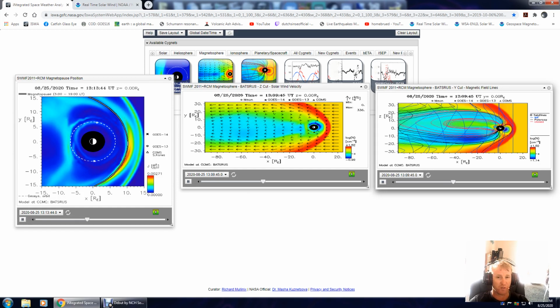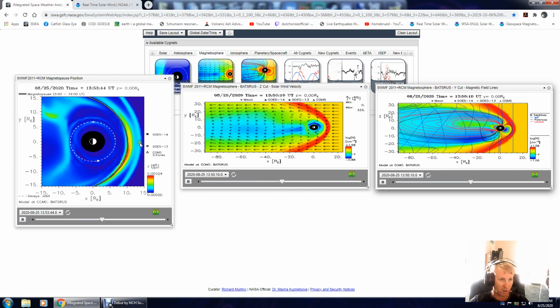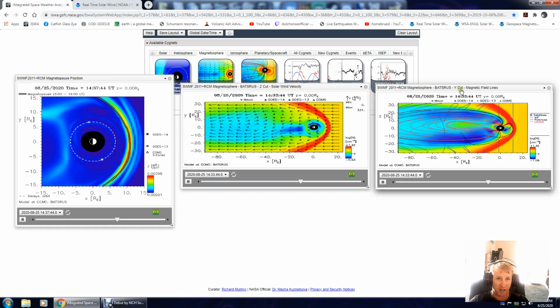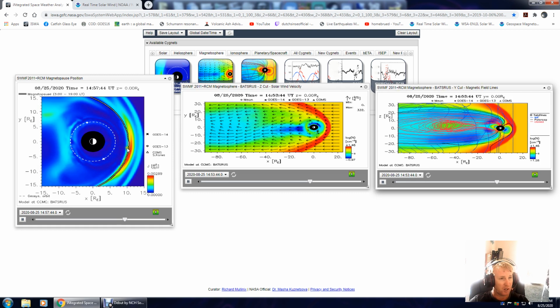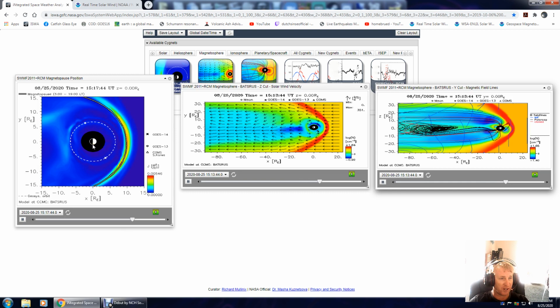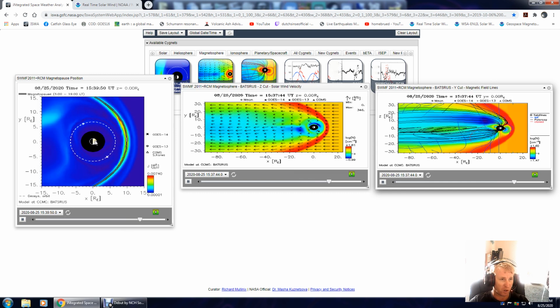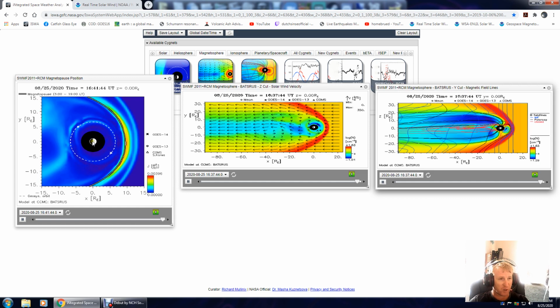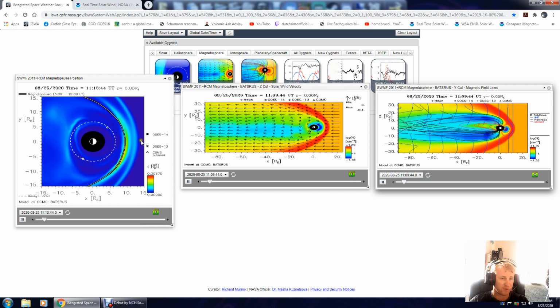Today is August 25th, 2020, 12:30 p.m. We're looking at the magnetopause position, solar wind velocity, and magnetic field lines. This view here is looking down at the North Pole: Earth, light side, dark side, geosynchronous orbit, Bowshock. We said the view is looking down at the North Pole.